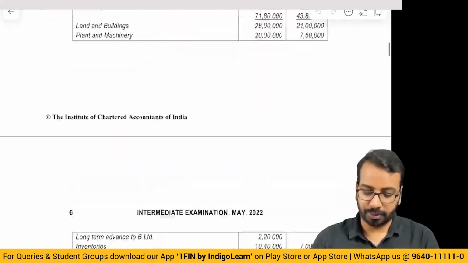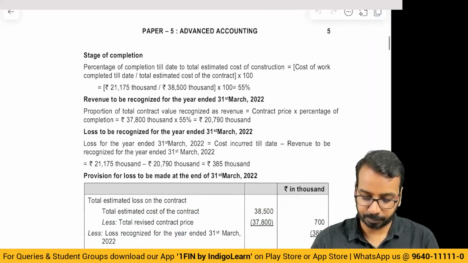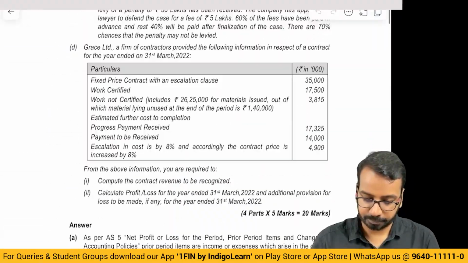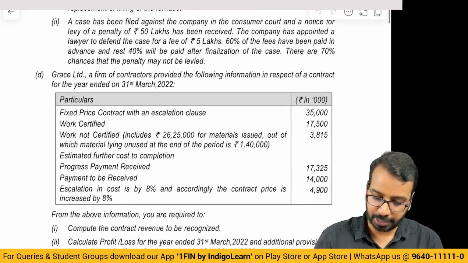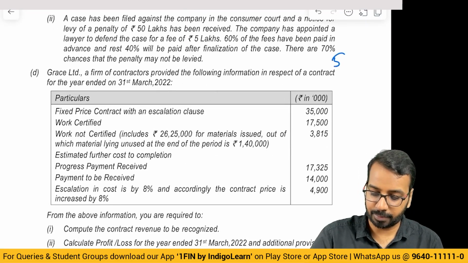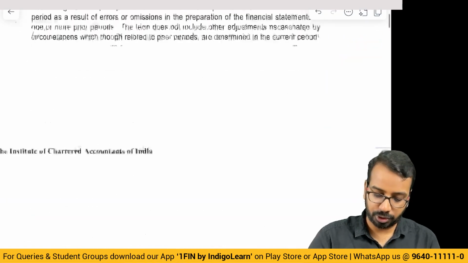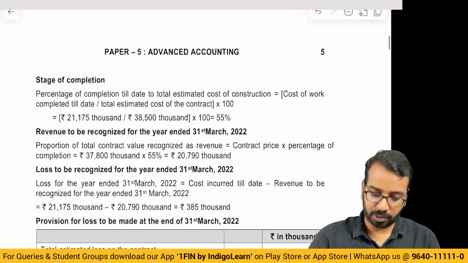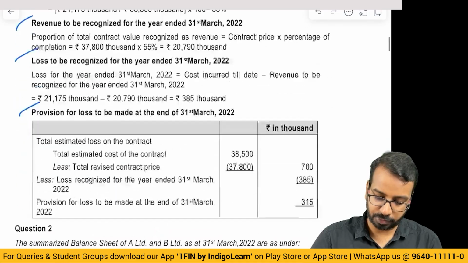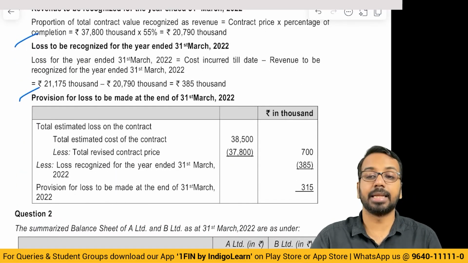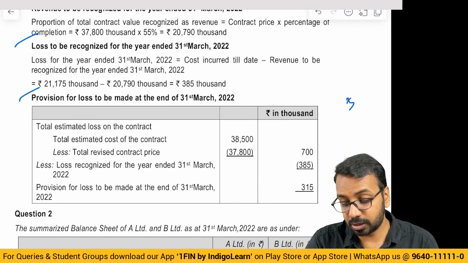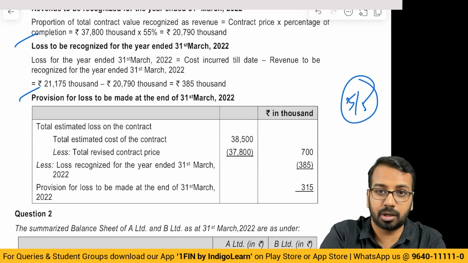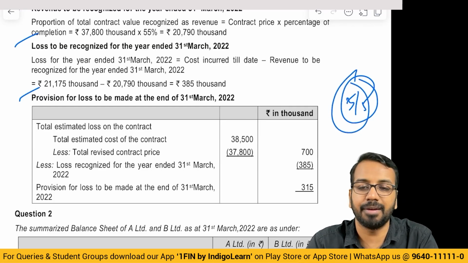So this is in the old advanced accounting. I was searching in accounting paper. This question again. Now this question has been asked for 5 marks. If you look at the solution, it's pretty lengthy. Calculation of estimated cost, stage of completion, revenue, loss, provision for the loss to be made, all of those things. It is lengthy, but the thing is, you can score 5 out of 5. That is the whole objective. Even if I'm spending 2-3 minutes extra, and if I'm able to make 5 out of 5, it serves my purpose.